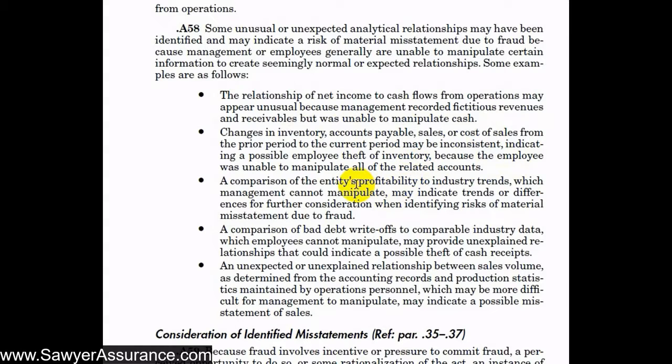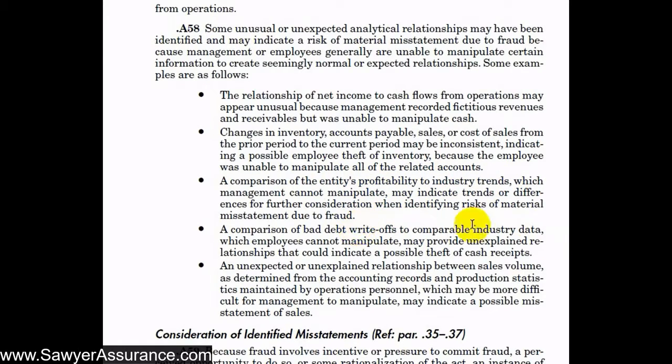We might compare the entity's profitability to industry trends. If there's an odd relationship between those two, then it might be indicative of fraud, because management can't manipulate the industry trends. All they can manipulate is the entity's profitability. So if it looks like the entity's way more profitable than the industry, unless we can find a good reason for that, then that might be some kind of fraud occurring.